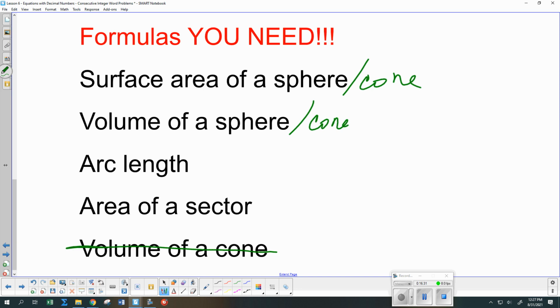Be sure you know area of a sector. Be sure you know arc length. All of those kinds of things. Look at your formula page. No formula note card. No open books when you're taking the test now.